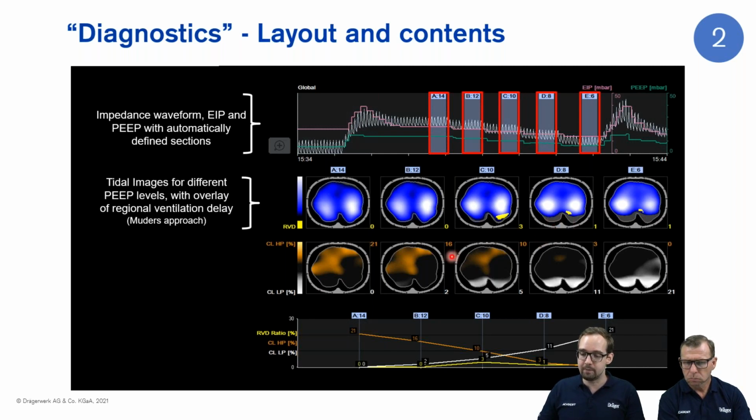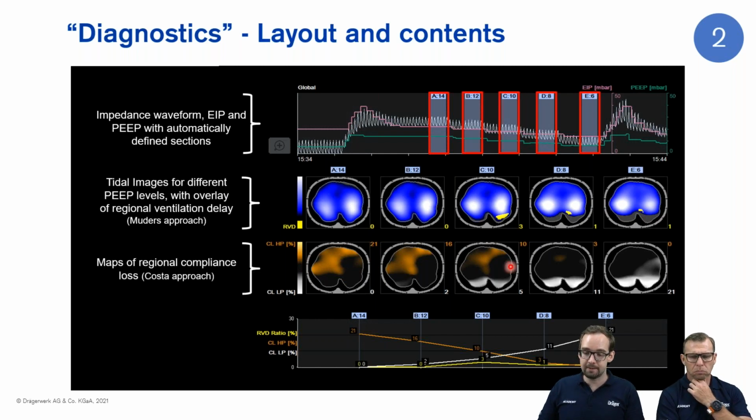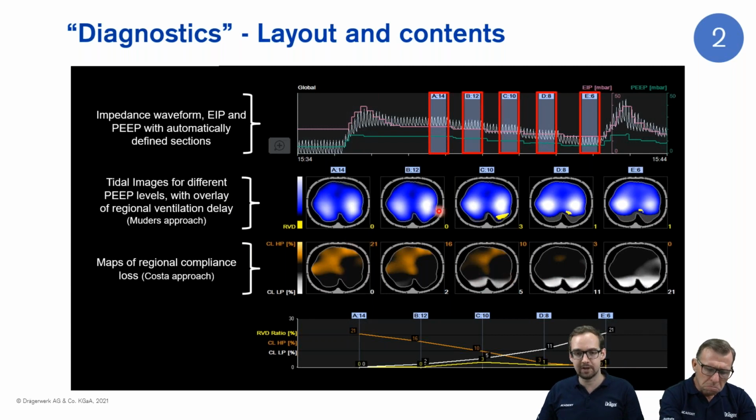And now when we look at this third row, you can see a map of regional lung compliance. In this map, we can see in orange color a compliance loss towards higher airway pressures, which is associated with overdistension. And in this white color, we can see a compliance loss towards lower airway pressures, which is associated with collapse. So in orange, overdistension, and in white, collapse. And we can see this now in real time.